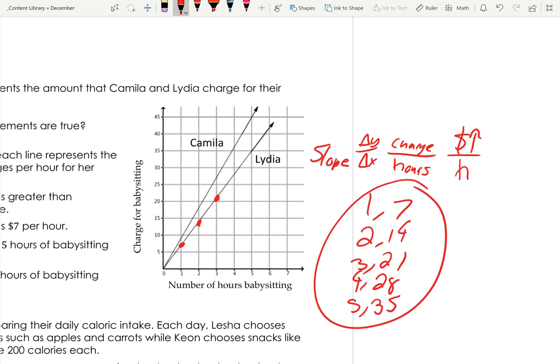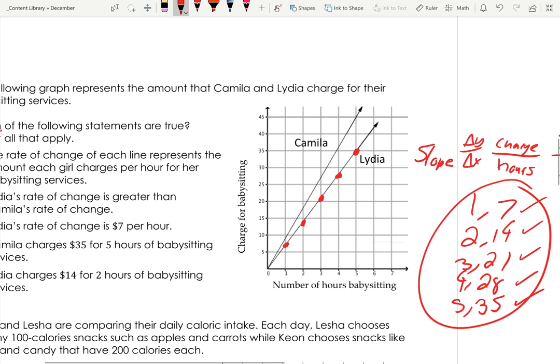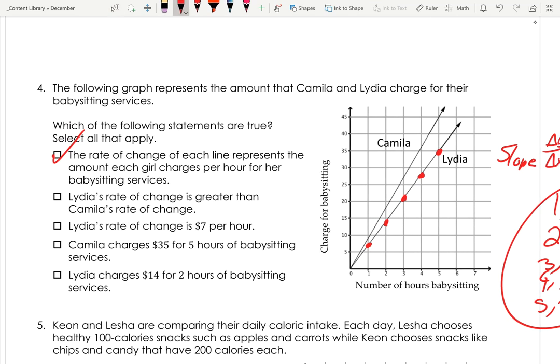Here's 3 hours. That's a little bit above 20, so yeah, maybe it's 21. Here's 4 hours, which is somewhere between 25 and 30, so yeah, it's probably 28. And then 5 hours is kind of the giveaway because it's exactly at 35, so 5 hours, 35. So yes, more or less, it looks like these points are on that graph. So it does look like Lydia's rate of change is $7 per hour.